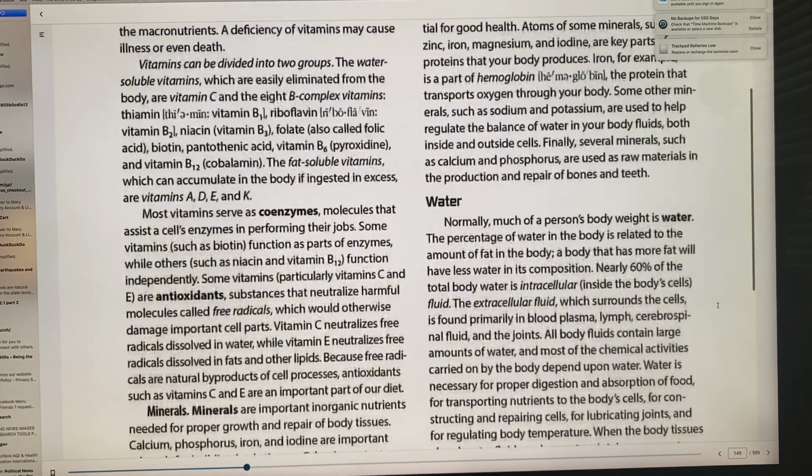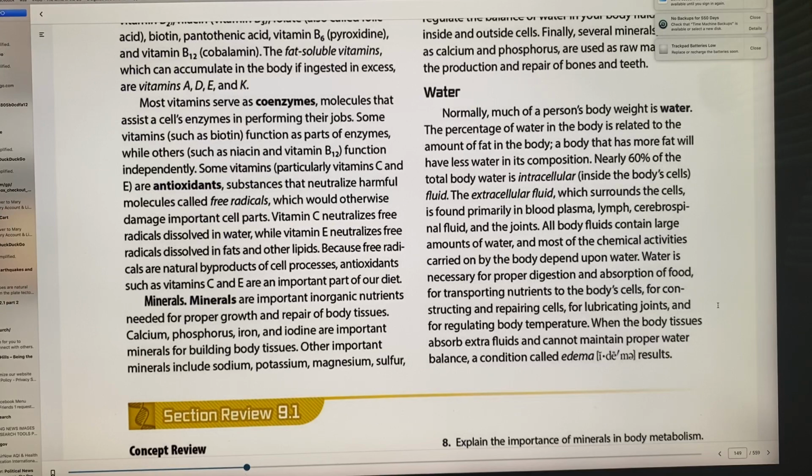So let's talk a little bit about water. We could talk all day on water, and they just have a paragraph here too. Much of our body is water. 60% is intracellular, inside our cells. And then extracellular things like blood. Our water is in our blood plasma and in our lymph system. And in our spine, we have water. And in our joints, all of our joints need water to be lubricated.